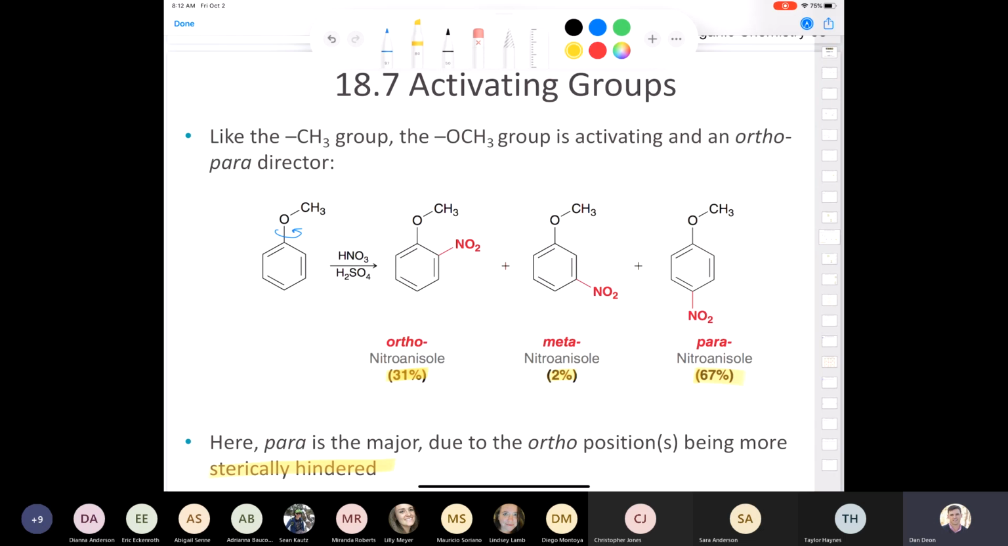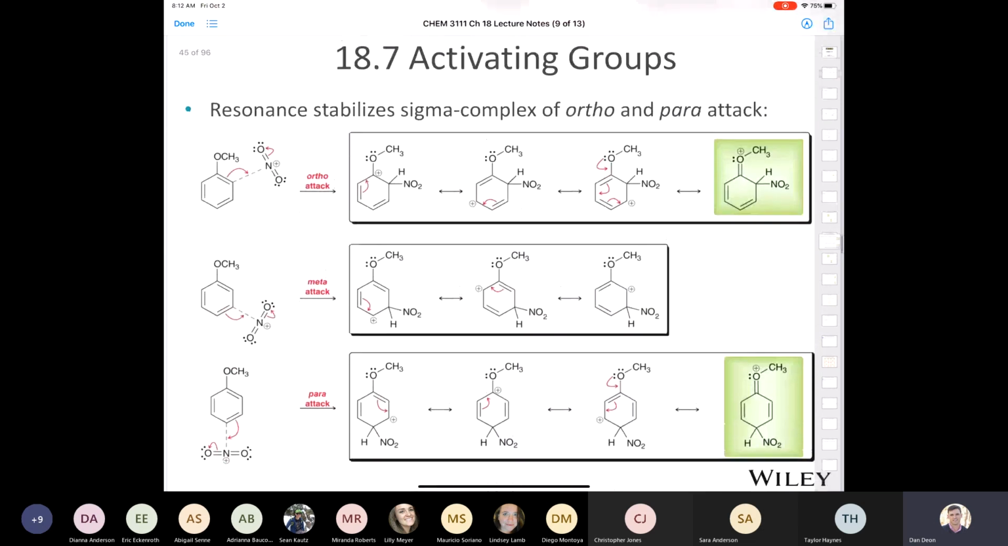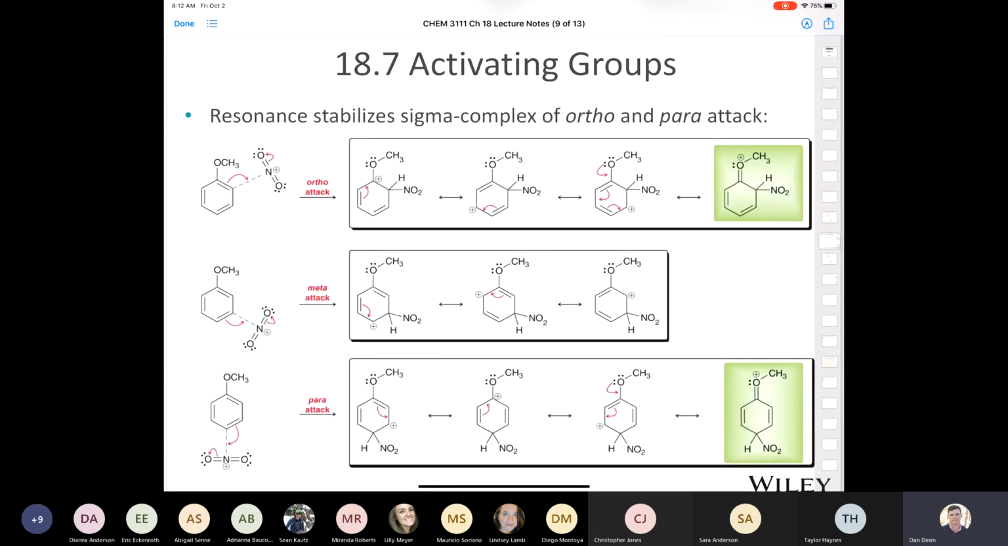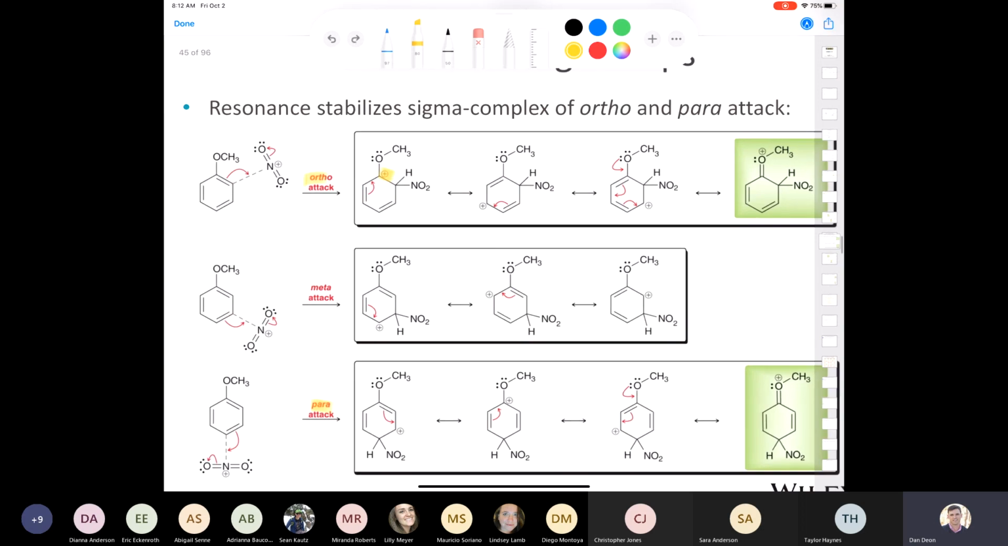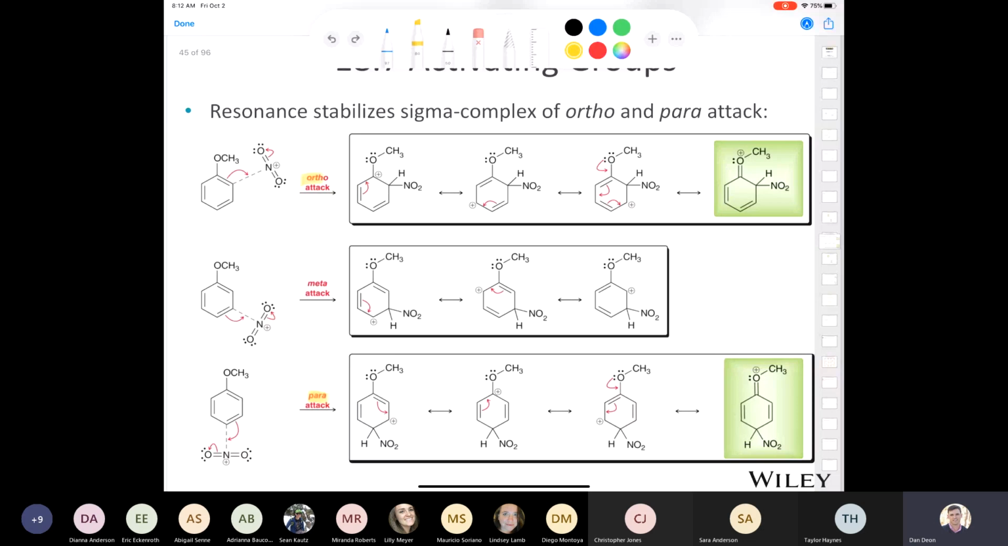And of course, you end up with very little, almost next to none, meta substitution. You can see that our book is very thorough when it comes to sigma complexes. Dr. Klein likes to always show all the sigma complexes so that students will understand why we get ortho and para attack preferentially. And you can see that here very clearly. If you look at this resonance contributor here, we have a positive charge on the carbon next to an oxygen. And if you go all the way back to chapter 2 in Organic Chemistry 1, you know that that's going to be stabilized, right?